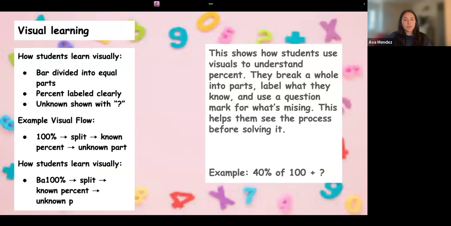Students go from 100%, split it into parts, find the known percent, and then use that to figure out the unknown part. This process helps students see the math instead of just memorizing steps. It builds understanding and confidence before they even start calculating. For example, if we have 40% of 100 plus an unknown, students can visualize the 100, break it into parts, find 40, and then determine what's missing.